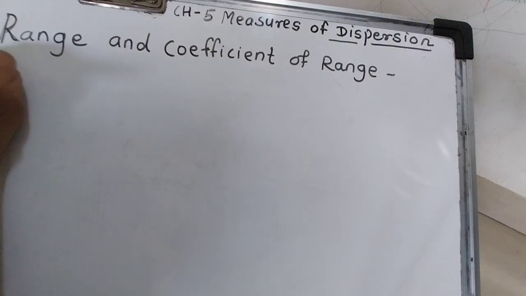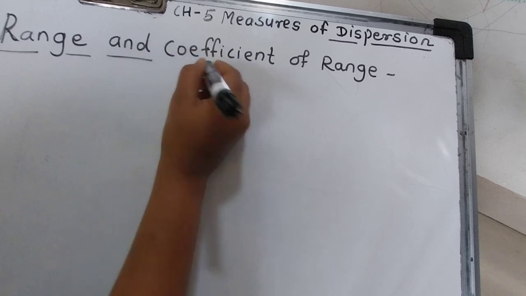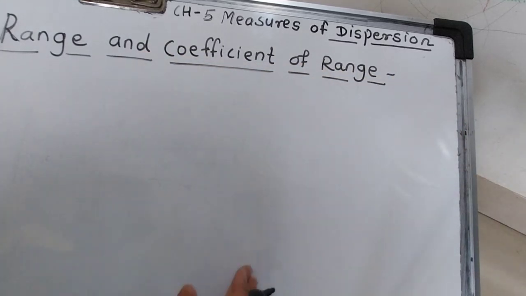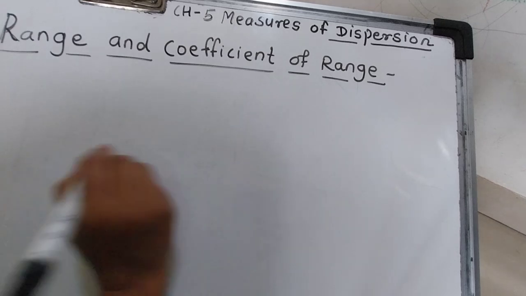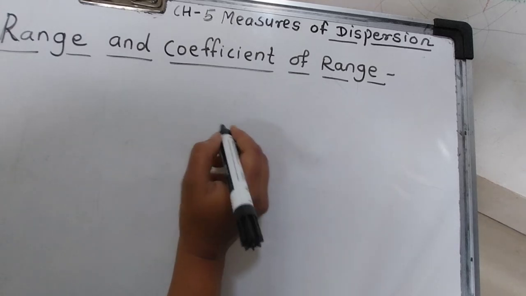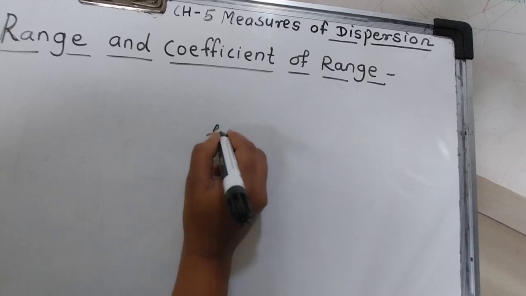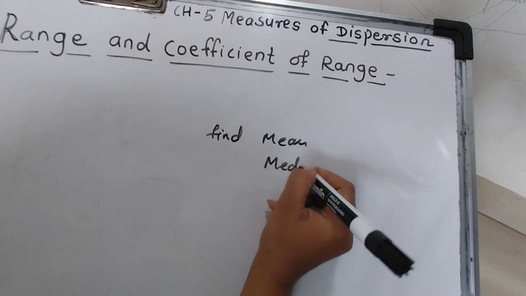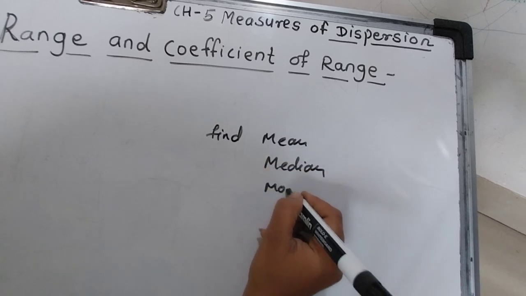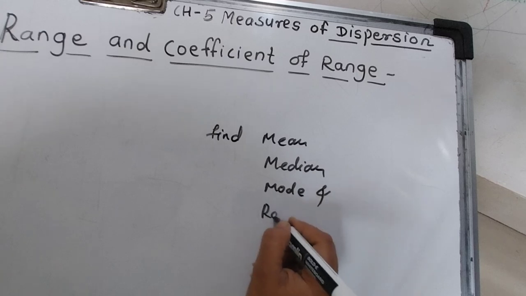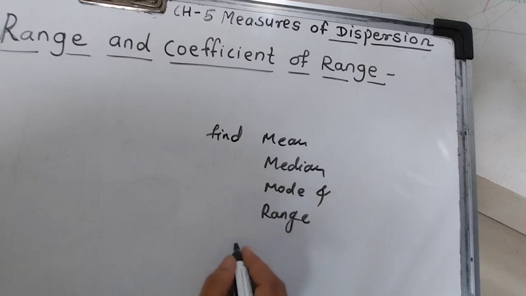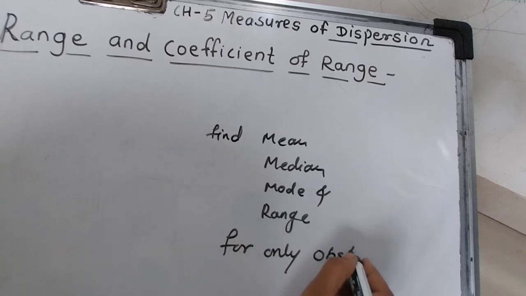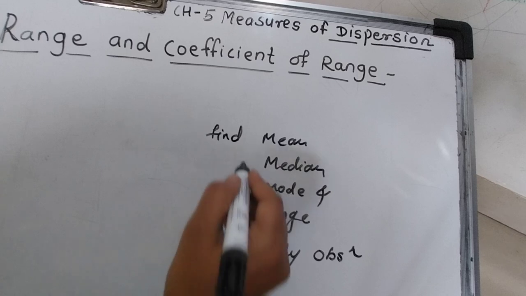Next is the range. The first topic is range and coefficient of range. It is a very simple topic. Sometimes in the first question they ask to find mean, median, mode and range for only observations. Sometimes this is asked in the exam.